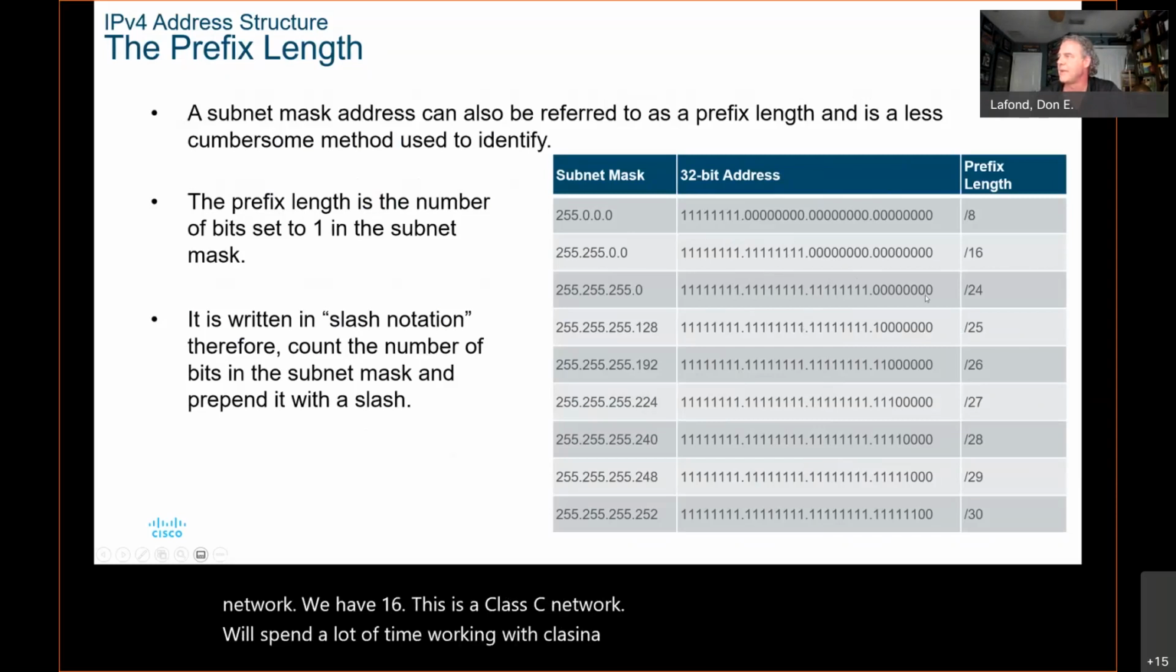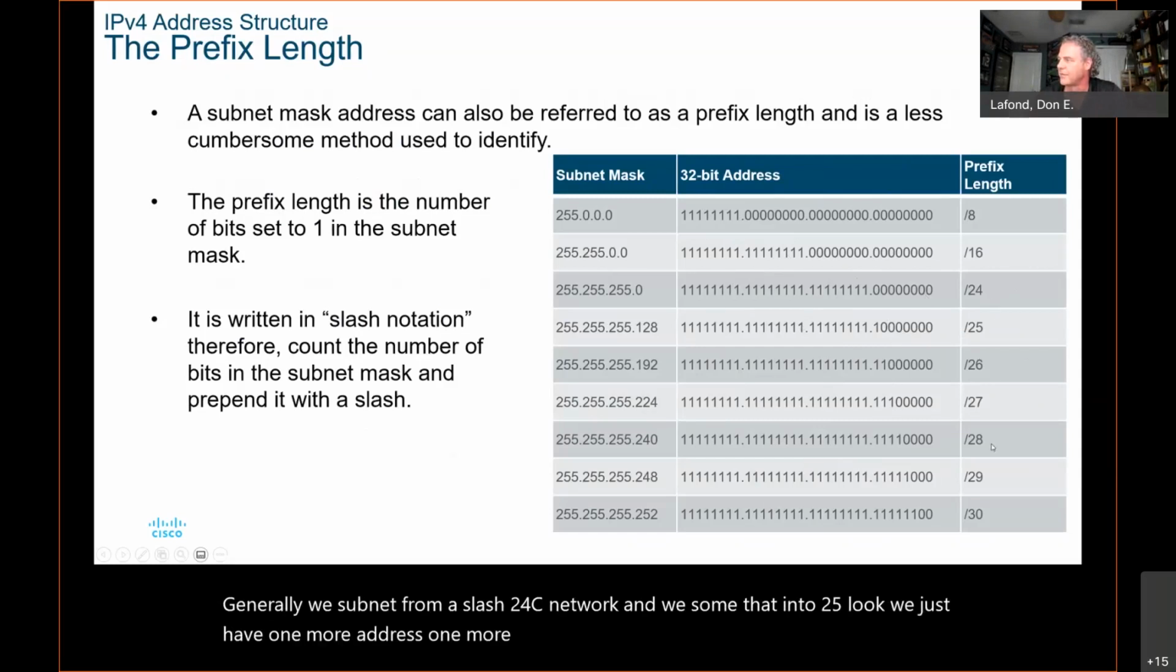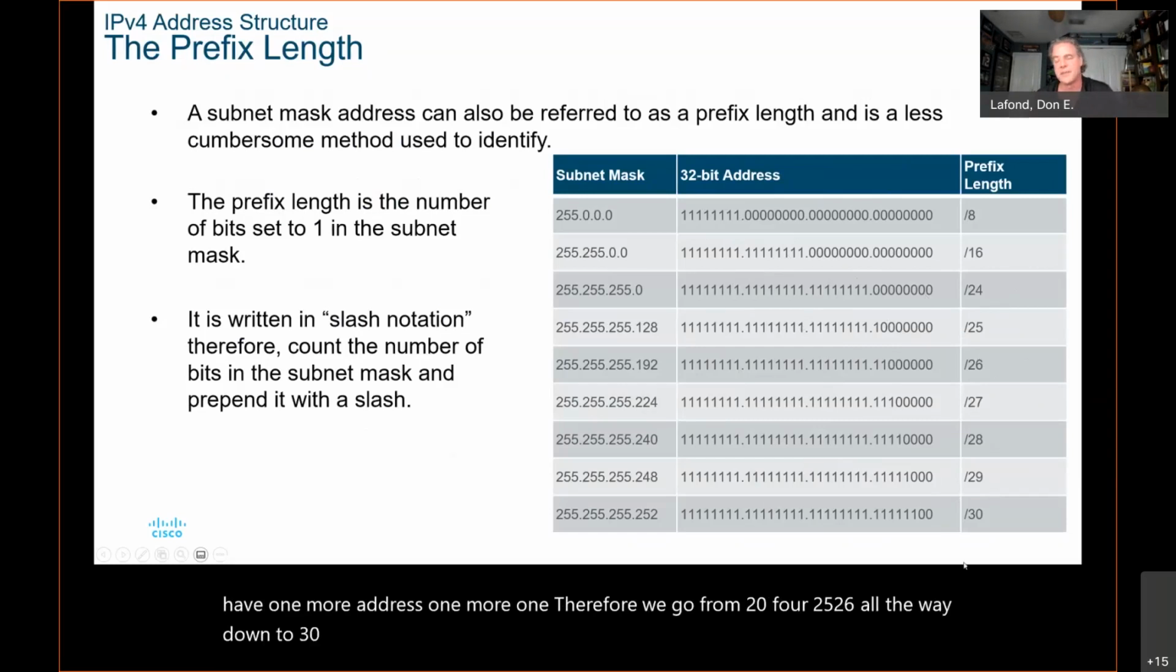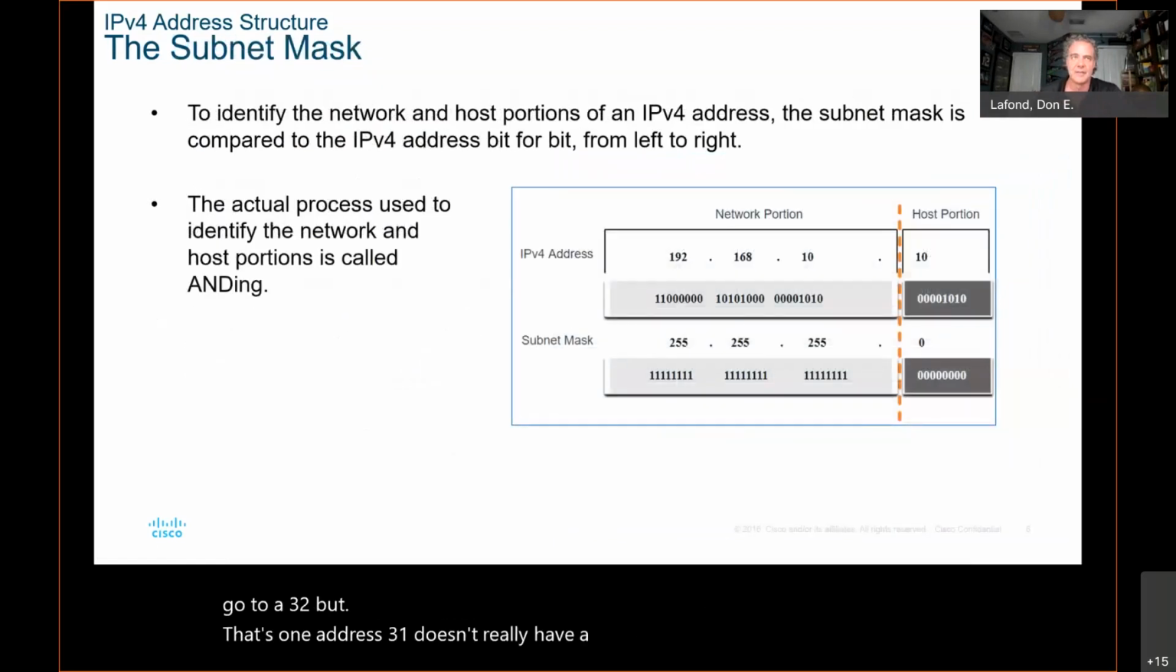And then we subnet. Generally, we subnet from a /24 Class C network, and we subnet into /25. Look, we just have one more one. Therefore, we go from /24 to /25, /26, all the way down to /30. /30 is the smallest slash notation that we can use in a LAN. We can go to a /32, but that's one address. /31 doesn't really have a purpose in LANs, at least.